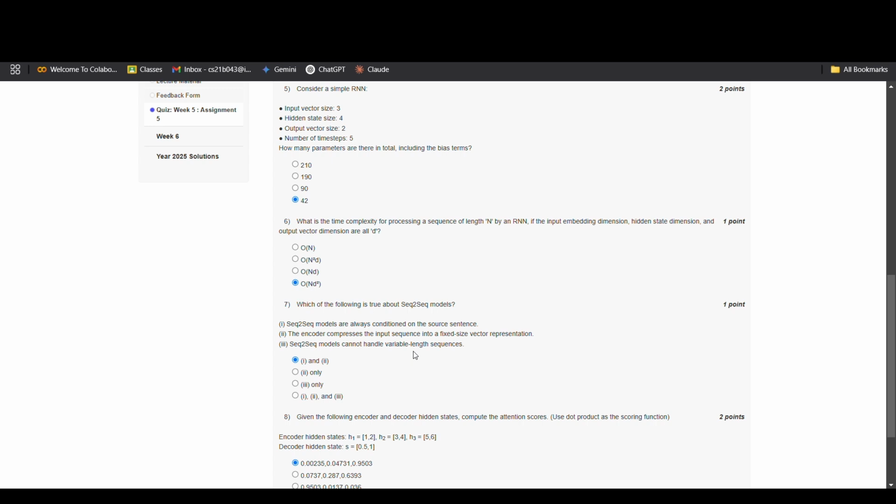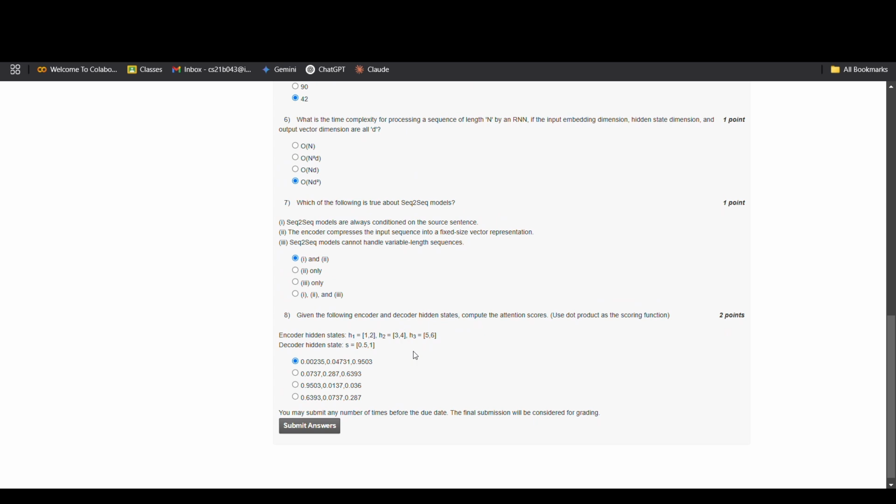Okay, so let's break down the calculation. You correctly identified that you need to calculate the weights for the connections between the input and hidden layers, the hidden and hidden layers, and the hidden and output layers, plus biases. For the input to hidden layer, it's 3 times 4, which is 12 weights. For the hidden to hidden layer, it's 4 times 4, which is 16 weights. And from hidden to the output layer, it is 4 times 2, which is 8 weights. You also need biases for the hidden layer, which is 4, and biases for the output layer, which is 2. Adding that all up, 12 plus 16 plus 8 plus 4 plus 2 gives you a total of 42 parameters, so your answer is correct. Now let's move on to the next question.